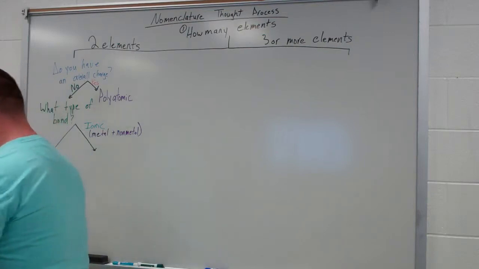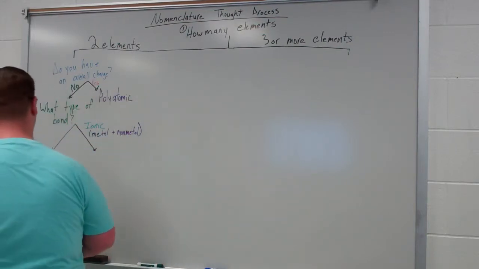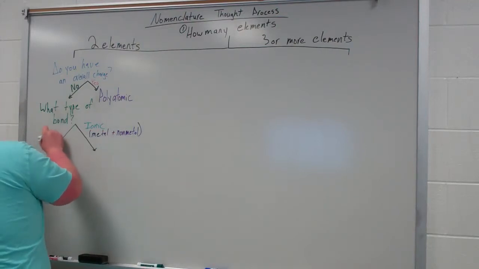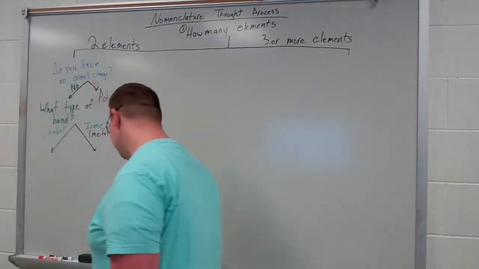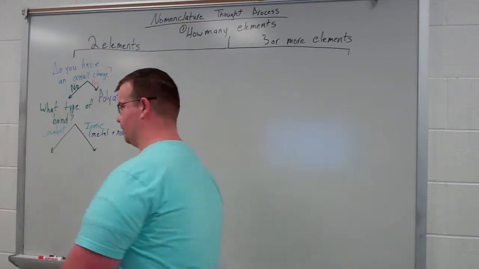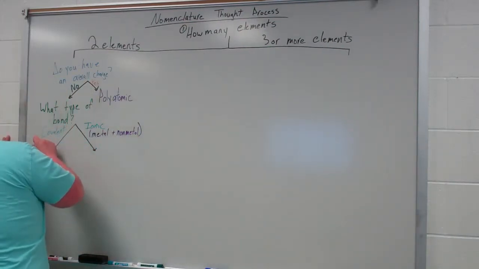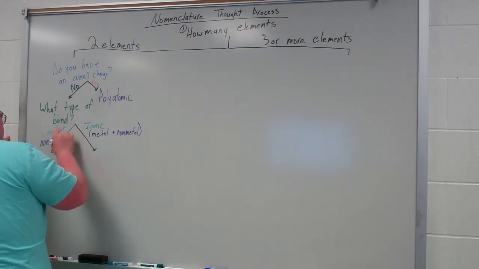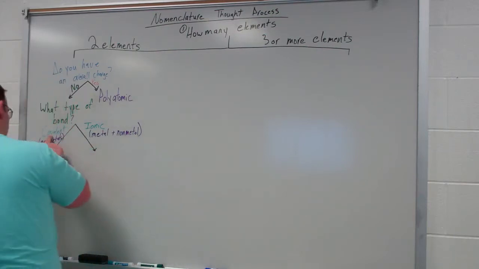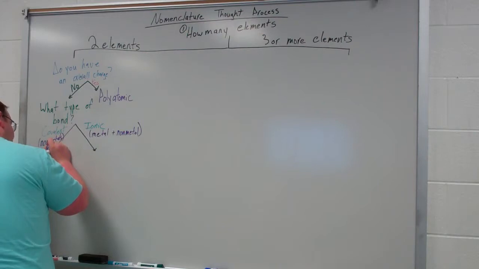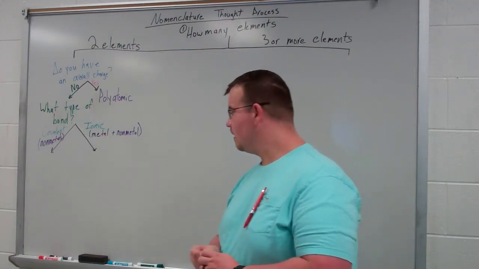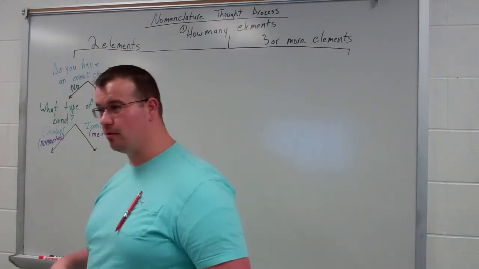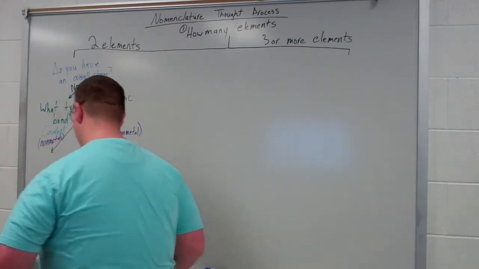So that's if you have an ion. Now the other type of bond that we care about is covalent. When you're looking at this covalent, what are covalent bonds made out of? Non-metal and non-metal. I'm just going to say non-metals on here to save space. So covalents are made out of non-metals. It's a non-metal bonded to a non-metal.